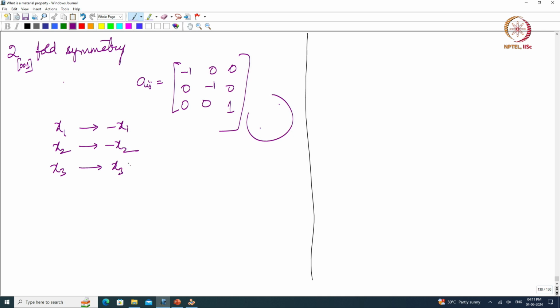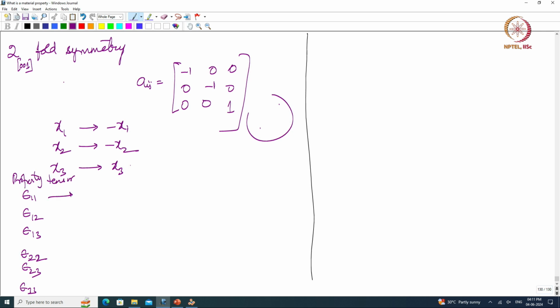Now I am going to look at each of these: epsilon 1 3, epsilon 2 1, epsilon 2 2, epsilon 2 3, epsilon 3 3. I am going to look at each of these 6 elements and see how two-fold symmetry is going to add additional constraints on each of them. This is my property tensor.